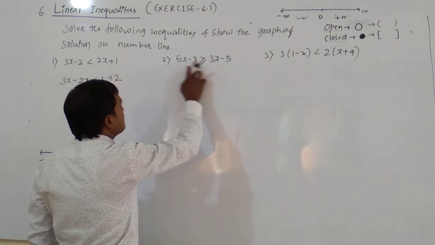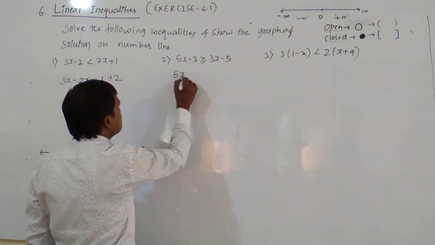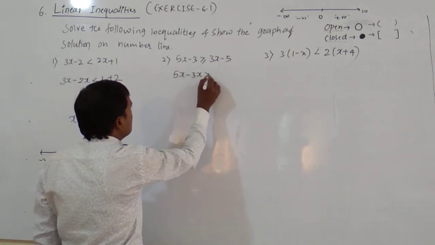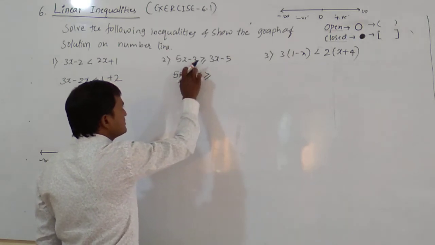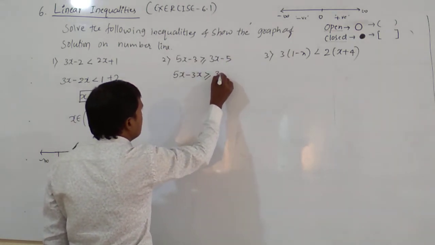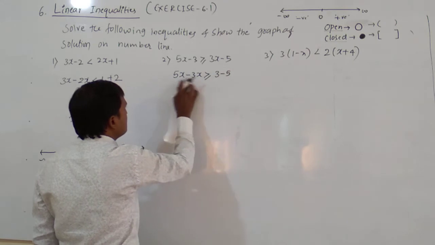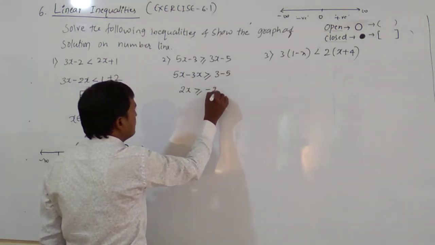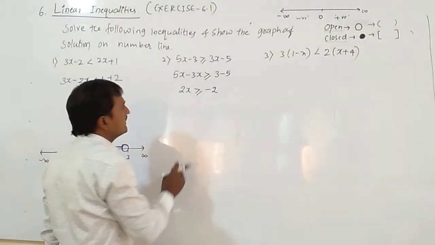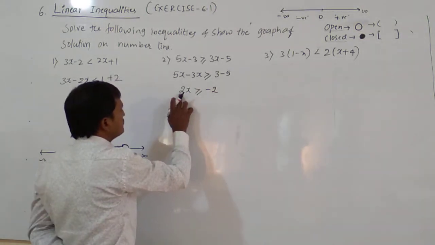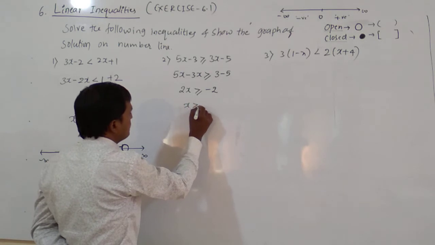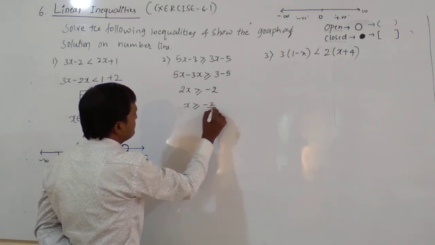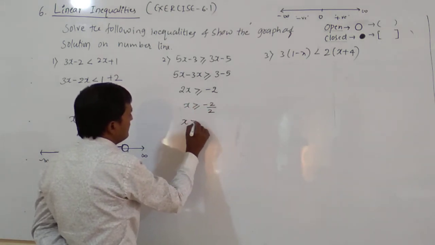Okay, so the same one. I will take this 3x to this side, so 5x minus 3x is more than or equal to, taking this minus 3 to this side, 3 minus 5, right? So clearly it is 2x. 2x is more than or equal to minus 2. Okay, next, take this 2 to this side, so x is more than or equal to minus 2 by 2. So what is the value of x?